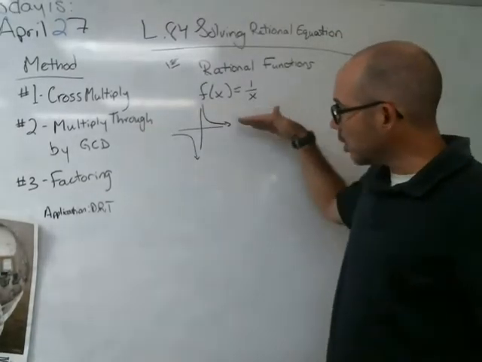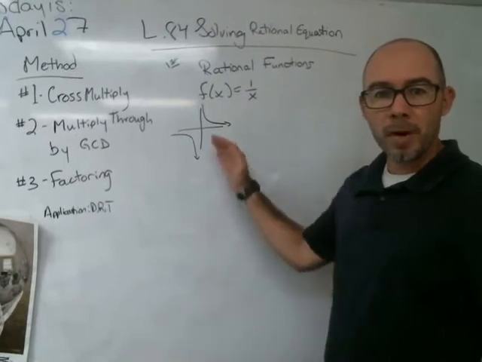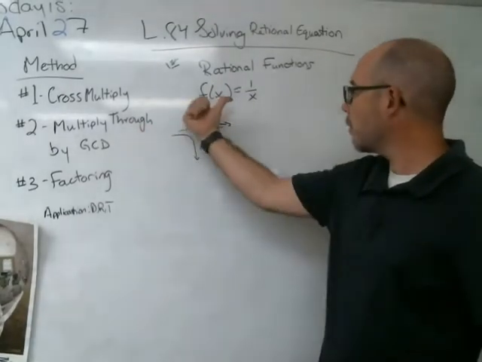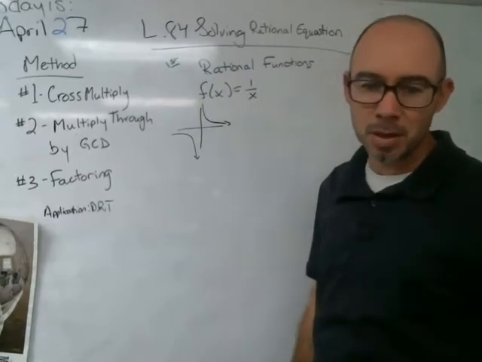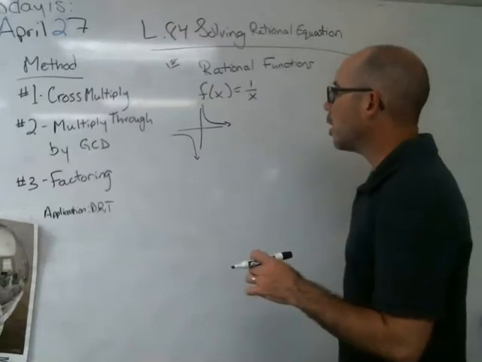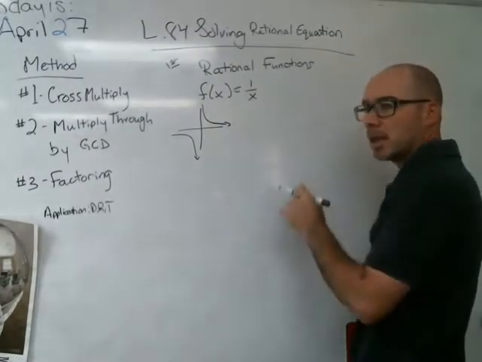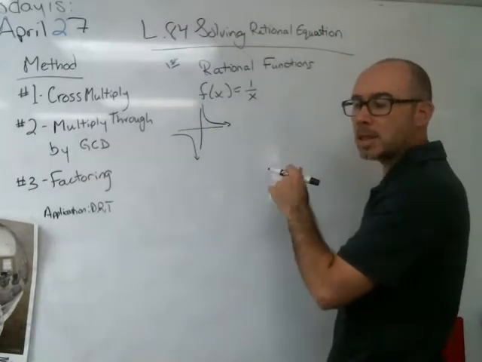Also, it has a horizontal asymptote. It'll never get to 0. No matter how far you go negative, no matter how far you get positive, it'll always be 1 divided by something, even if that's something super duper huge. So that's a problem.